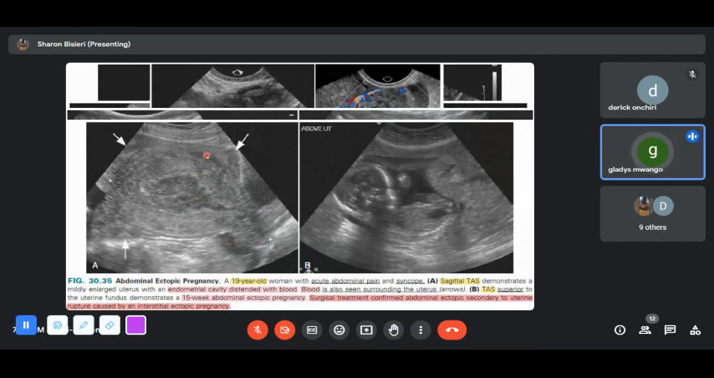What is arrowed posteriorly? That structure there, they're saying it's blood around the uterus. Blood clots. Yes. Okay.